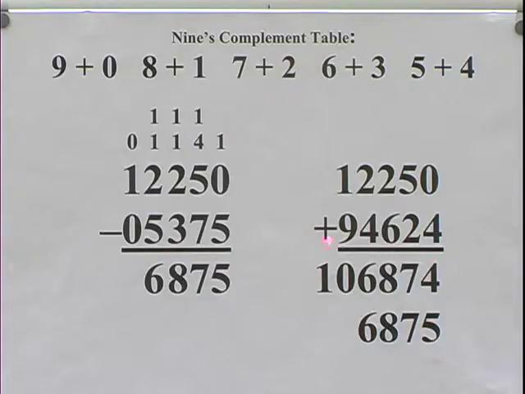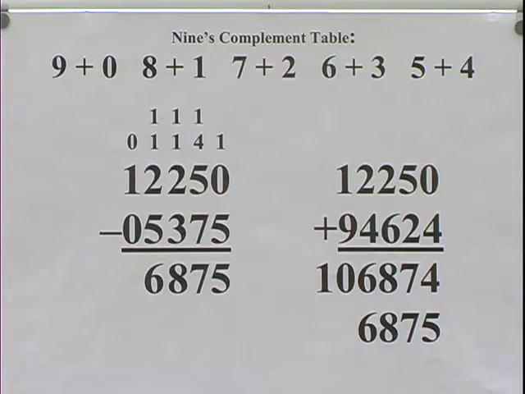Now I'm going to proceed to add. 4 and 0 is 4. 2 and 5 is 7. 6 and 2 is 8. 4 and 2 is 6. 9 and 1 is 10. So my first operation, I get 106,874. In subtraction by subtraction, I am subtracting 5,375 from this number, so I get a smaller number.